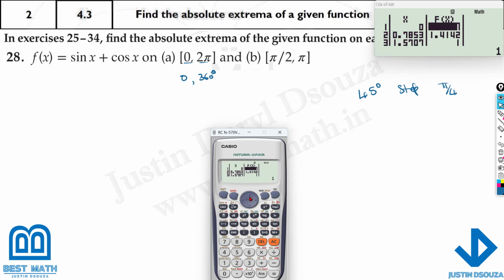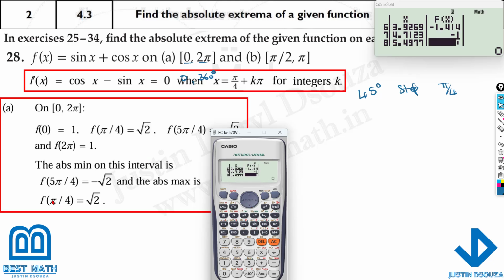Now let's see over here, what is the maximum? Maximum is at pi by 4. And what is the minimum? Over here, the minimum is after the pi value. Pi is 3.14, isn't it? After that comes 1.25 pi, or it is 5 pi by 4. So that should be the maximum and minimum values. Yeah, those are the values.